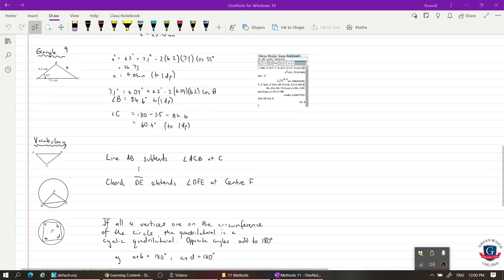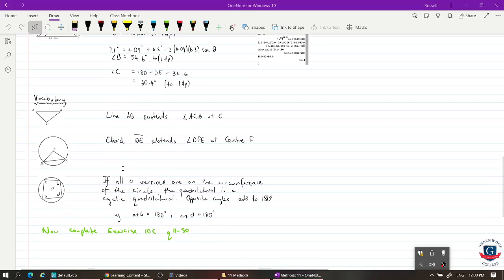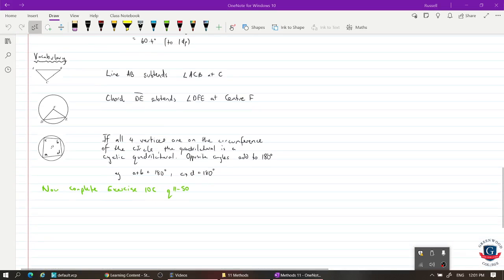Before we finish up, some vocabulary to help you solve the problems in 10C. If the word subtends is used, it's describing a line that is opposite the angle. In this case, the line AB subtends angle ACB at C. It's used more with circle geometry. So chord DE subtends the angle DFE at center F. And now the "at" comment makes some sense. Subtends is one of those words that's confusing unless you've actually been exposed to it.